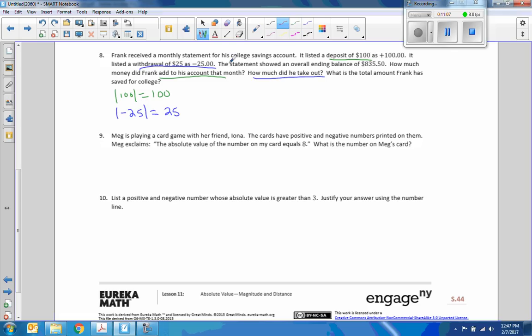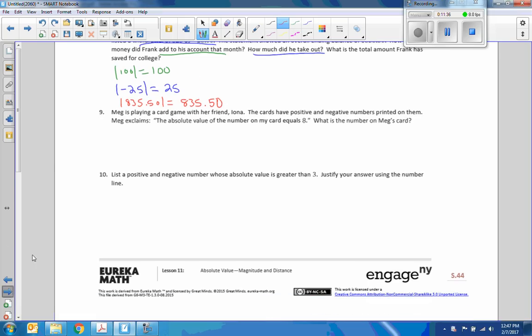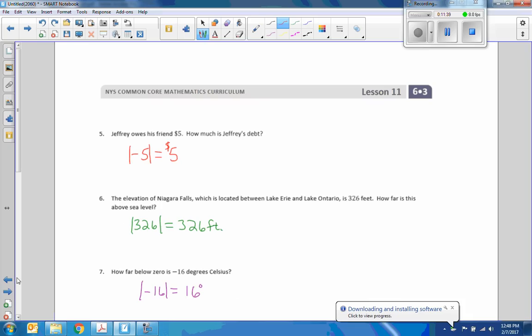Okay. And then finally it says the statement showed an overall ending balance of $835.50. Okay, so that's positive. So the absolute value of a positive is positive. Okay. So the total amount of Frank's savings for college is $835.50. Okay, number 9. Oh, it might help if I did it before I change pages. Number 9.